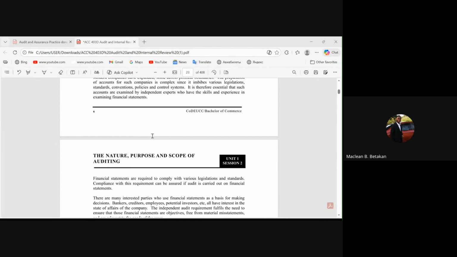Auditing has become more complex as large companies have also become more complex. So ensure that the accounts are in line with the laws, the standards, policies, and controls. That's why you are supposed to be more independent. If you are an auditor, you go to these complex companies and you don't understand something, you must seek independent experts' opinion.